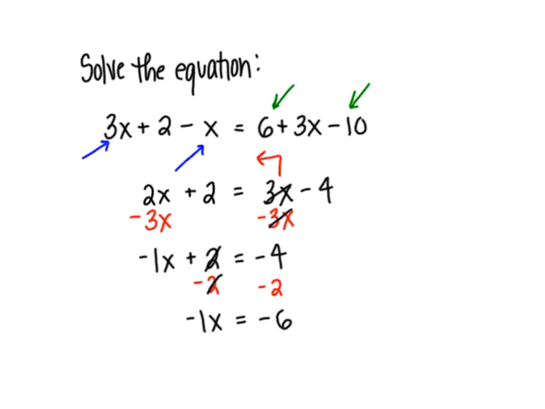To solve it from here, I'm going to divide both sides by negative 1, a negative 1, and the top and bottom cancel, and x would equal 6. So my final answer for that problem was 6.